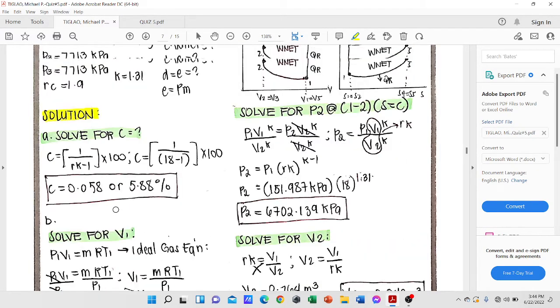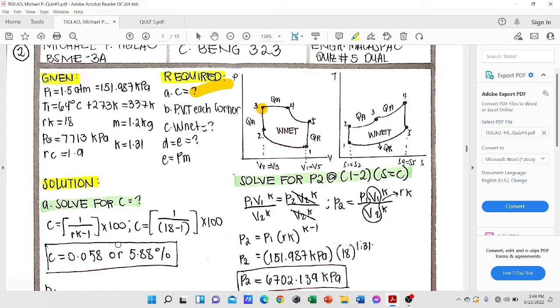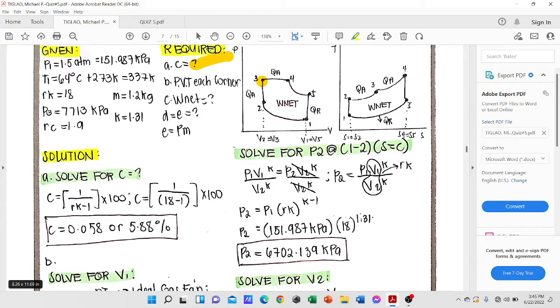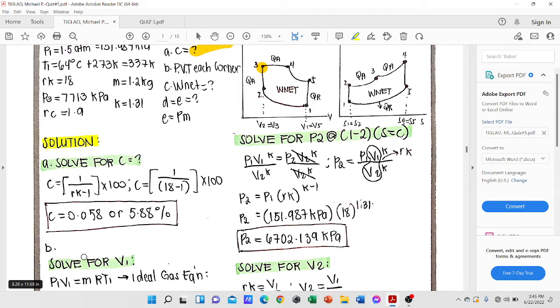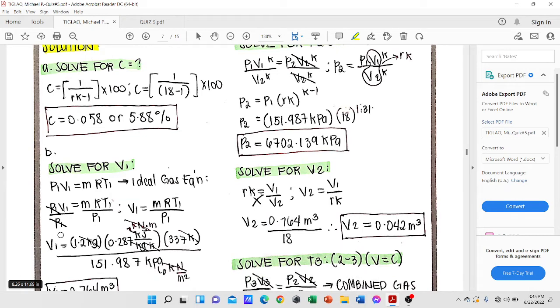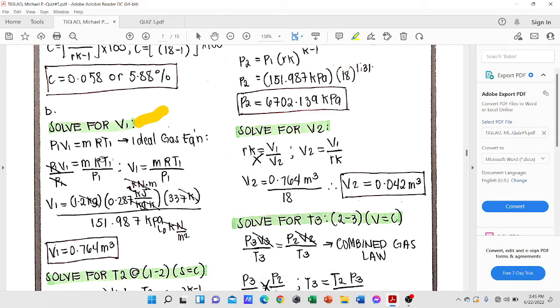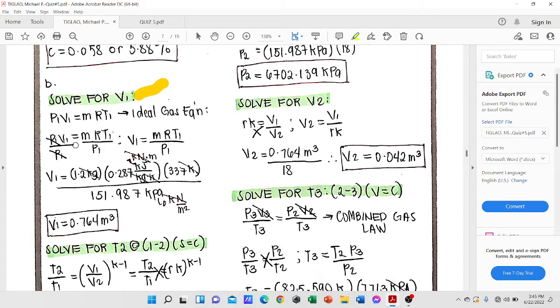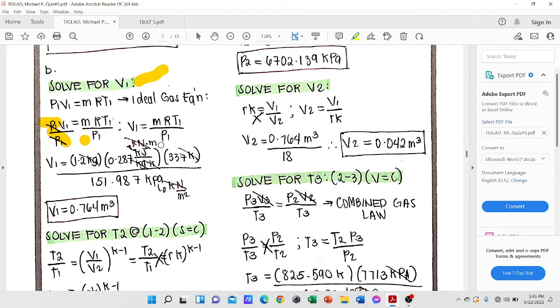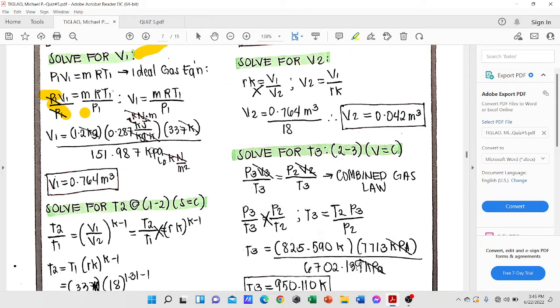Next, let's get the PVT at each corner. When we say each corner, each point, we will get from point 1 up to point 4. First, let's get volume 1. For volume 1, the formula I used is the ideal gas equation, PV equals MRT. So P1 V1 equals MRT1. I divided both sides by P1 so that it cancels. Then we get the final formula V1 equals MRT1 over P1. So we just substitute the values.